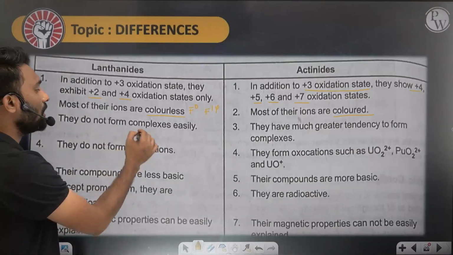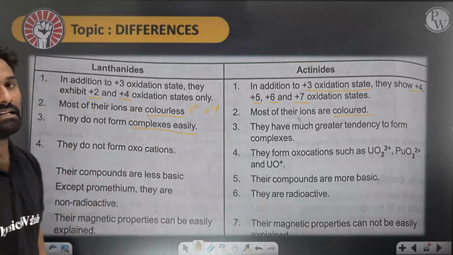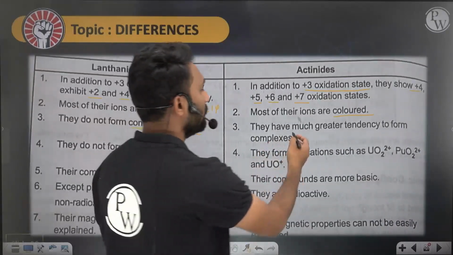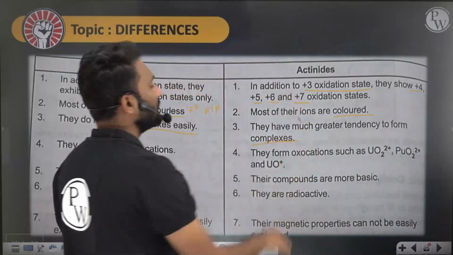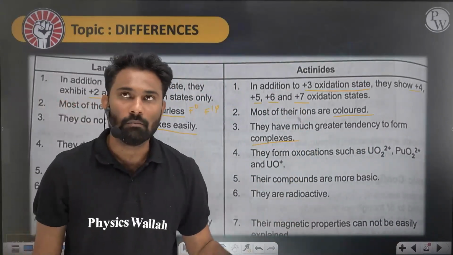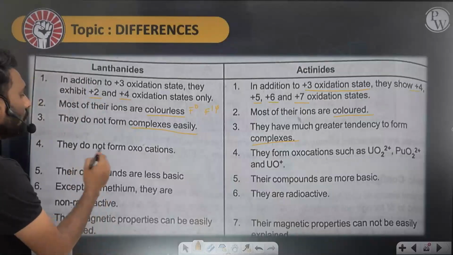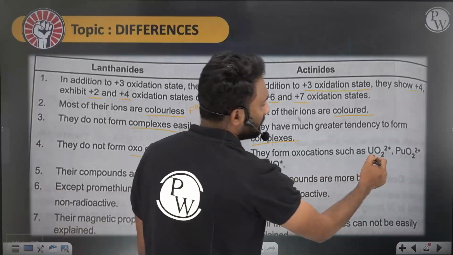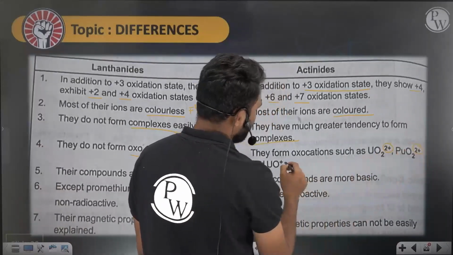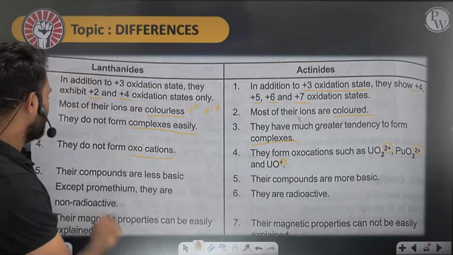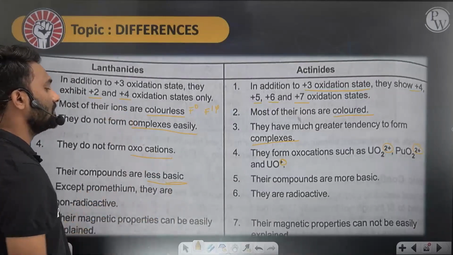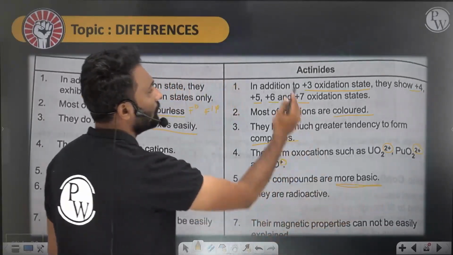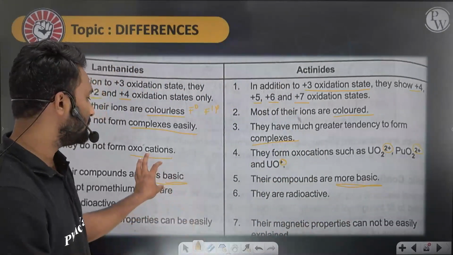Now they do not form complexes easily. These lanthanide elements do not easily form complexes. Actinides have a much greater tendency to form complexes. Next, they do not form oxocations. Lanthanides do not form oxocations, but actinides will form oxocations. These are the cations. Now these compounds are less basic. Lanthanide compounds are less basic. Actinide compounds are more basic.